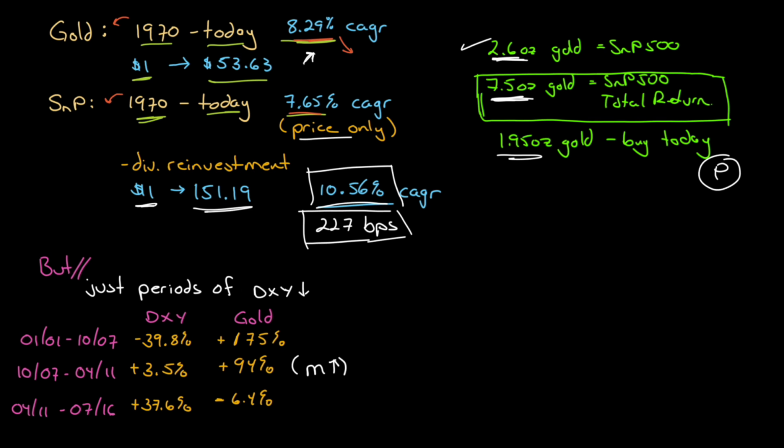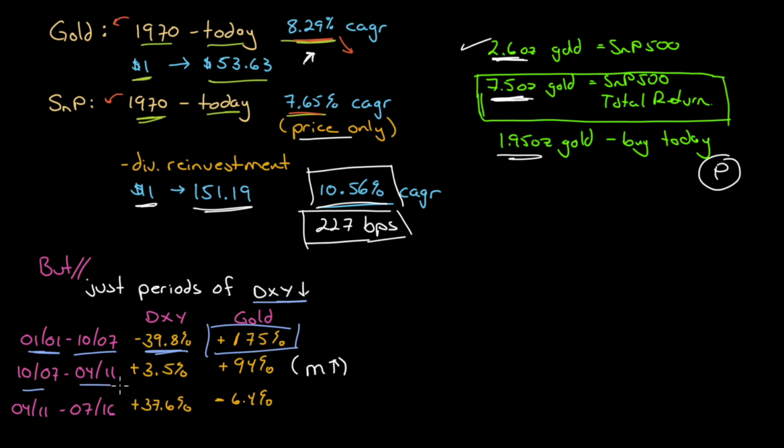But hold on. Before the gold bugs start screaming at me in the comments section, here's where you guys really shine. What I did was I just looked at periods where the DXY was dropping, and for the first period I get January 1st, 2001 to October 2007. The DXY dropped 40%. Gold increased 175%. Now, the equity markets increased as well, but not 175%. Gold outperformed equities when the DXY dropped.